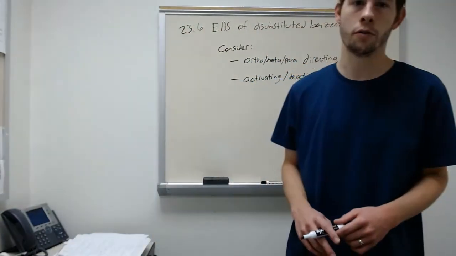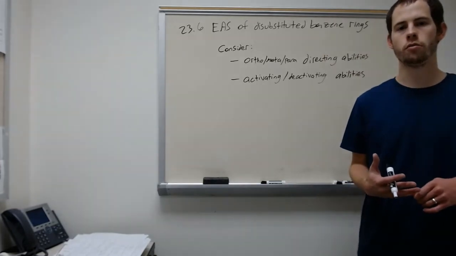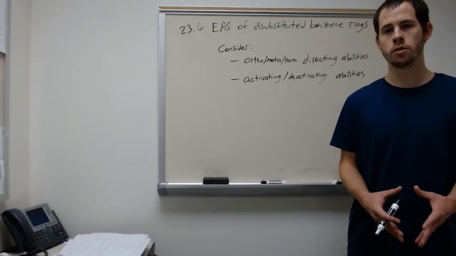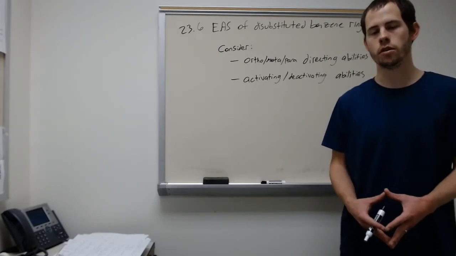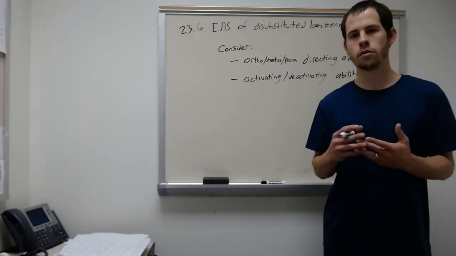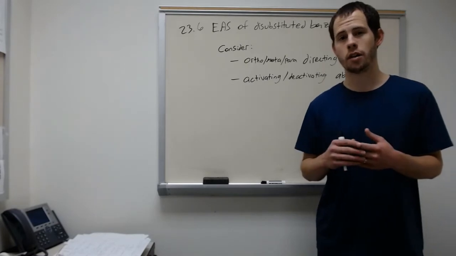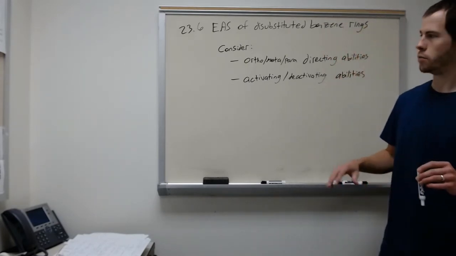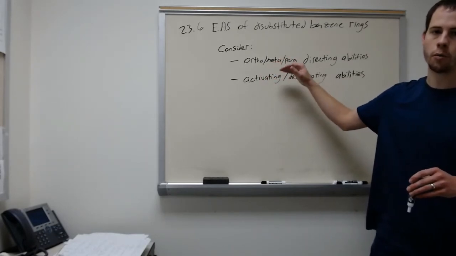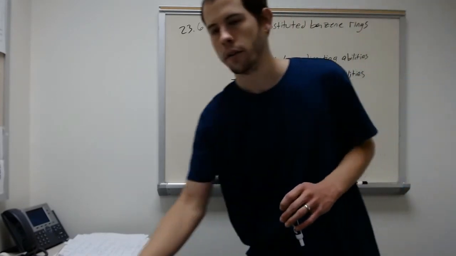Alright, so we'll move on to 23.6. We're going to talk about electrophilic aromatic substitution reactions of di-substituted benzene rings. So previous chapter we talked about benzene where it had no substituents. Earlier in this chapter we talked about where it has one substituent. Now we're going to talk about if it has two substituents and where the electrophile adds. So again, you want to be able to consider the groups on the ring and whether they're ortho, meta, or para-directing, and whether they're activating or deactivating.